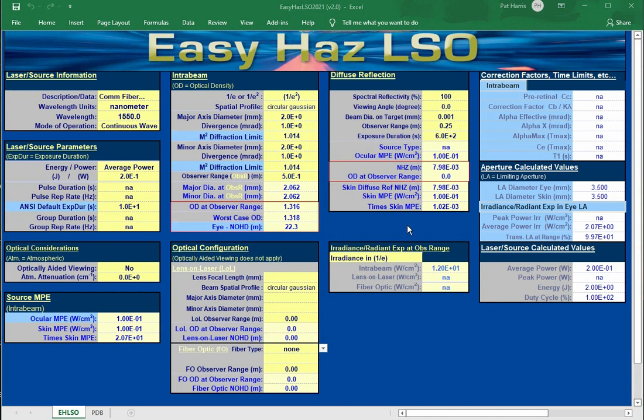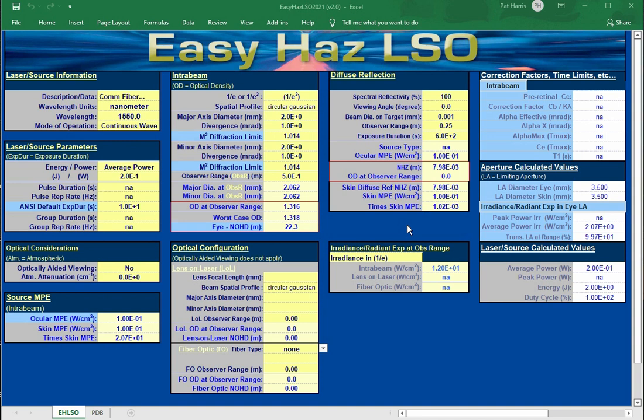So we're going to look at a communication fiber laser. This is running 1550 nanometers. It's an eye safer wavelength. It is not eye safe. I think we've mentioned this before about 1550 being in some literature that it's eye safe.